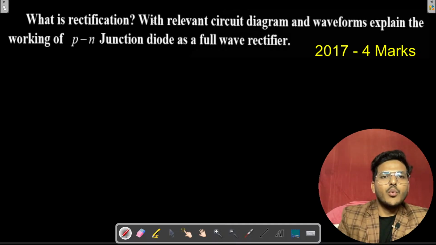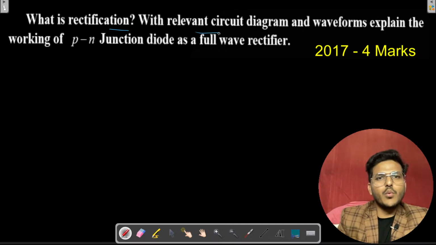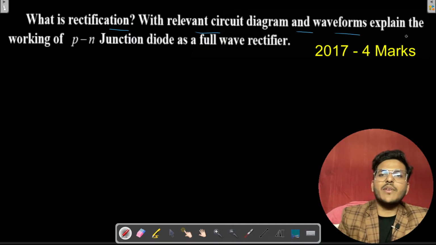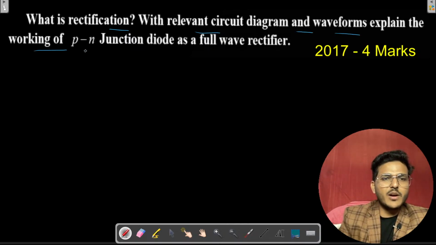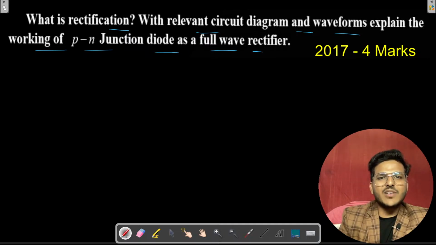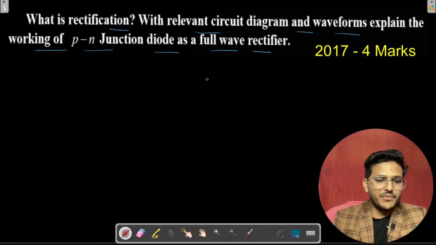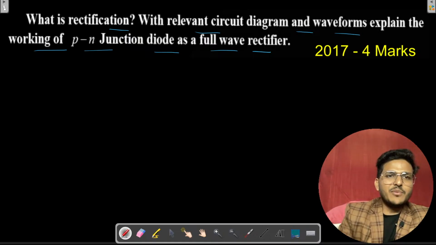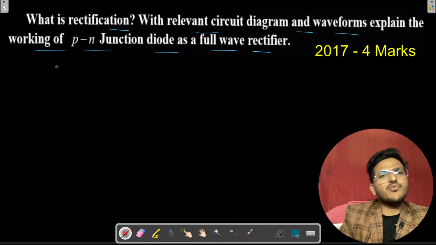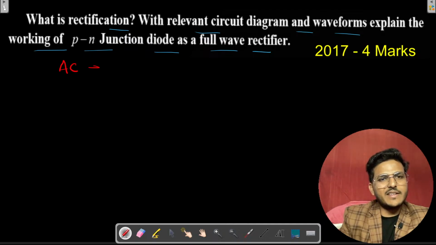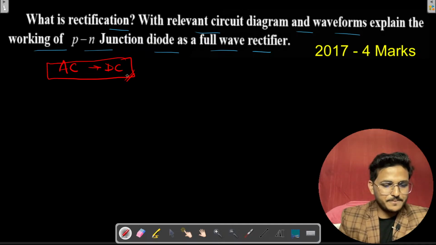Now next question. What is rectification? With a relevant circuit diagram and waveforms, explain the working of a PN junction diode as a full wave rectifier. If I'm talking about rectification, it is used to convert AC into DC. This is the main functionality of a rectifier.